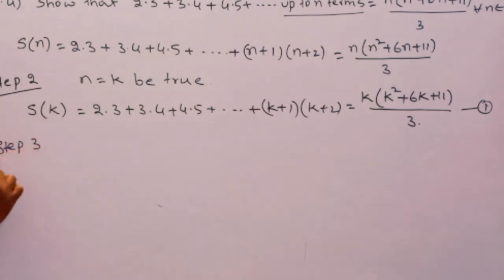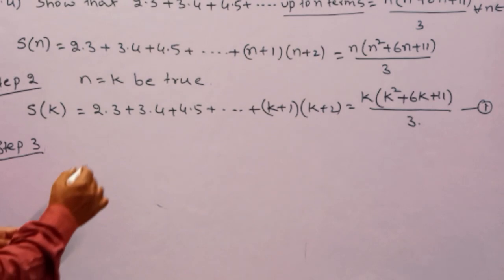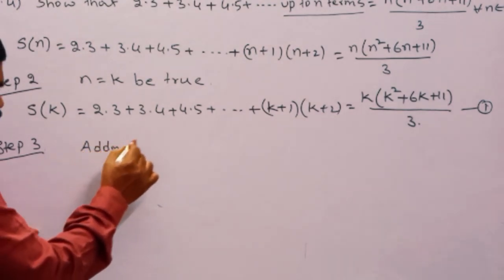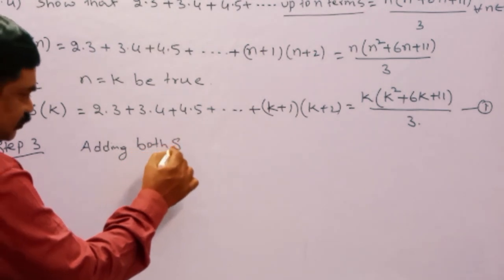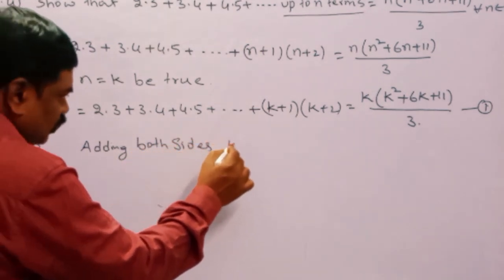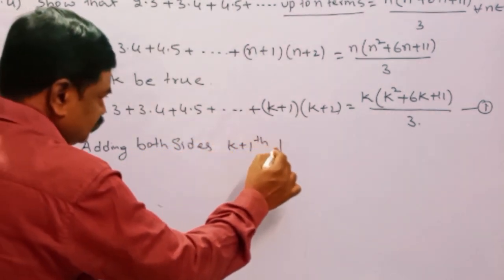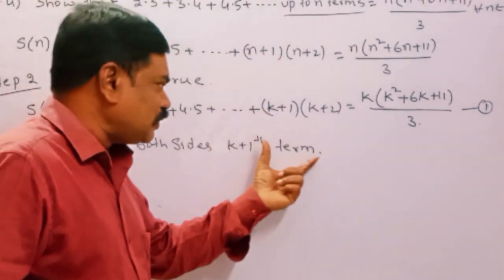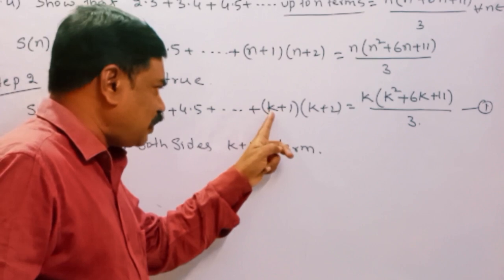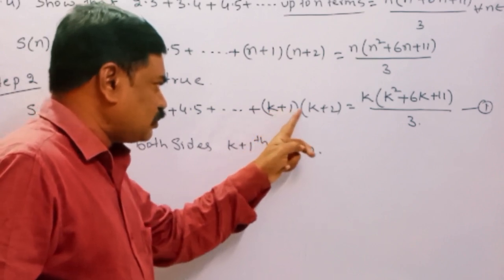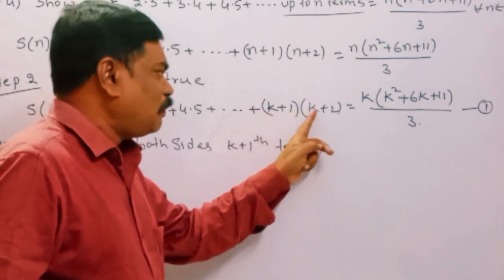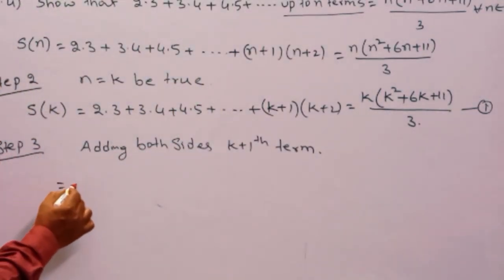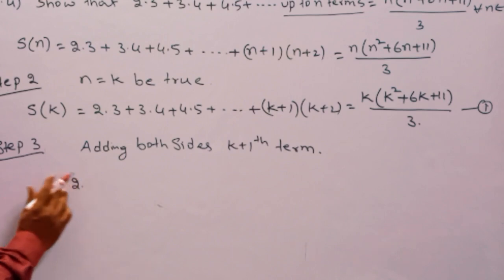Step 3. So, adding both sides the k plus 1th term. Okay, all of you, k plus 1th term. The k plus 1th term is what? k plus 1 plus 1, k plus 1 plus 2. So this is equal to 2 into 3.